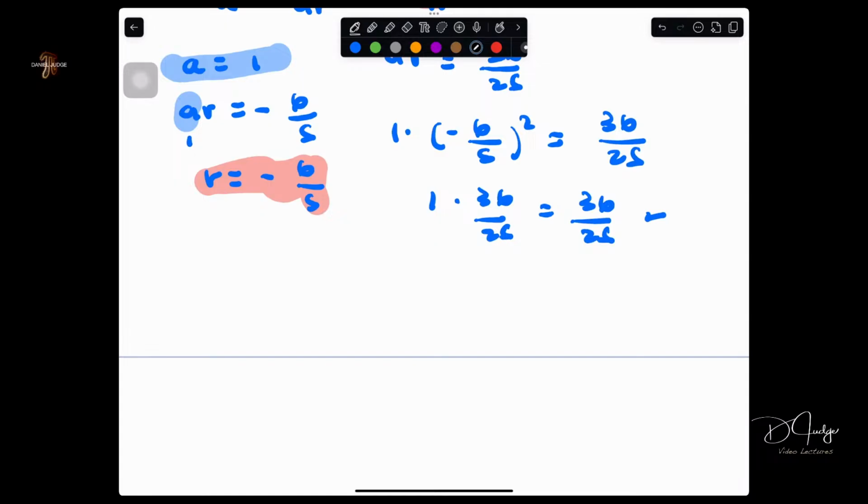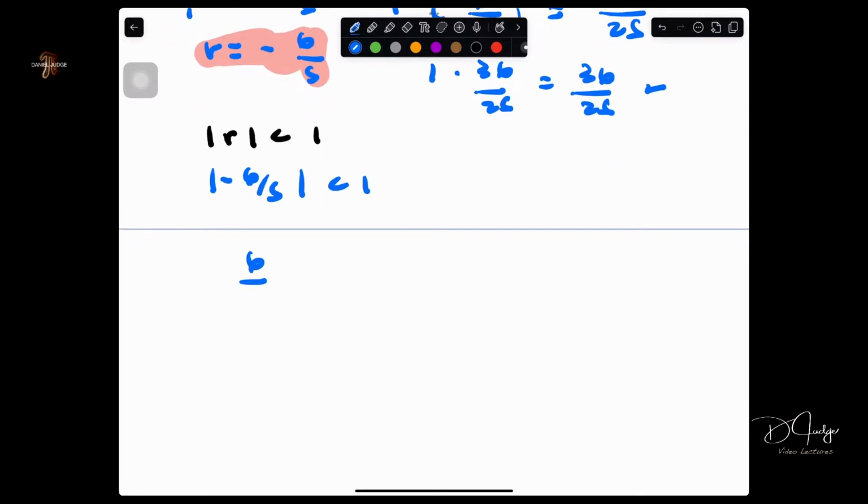However, we have to check: is the absolute value of r smaller than 1? That's the absolute value of 6/5 needs to be smaller than 1. 6/5, ladies and gentlemen, is not smaller than 1. 6/5 is like 1 and 1/5, right? As a mixed number. So that is not smaller. It's actually larger.